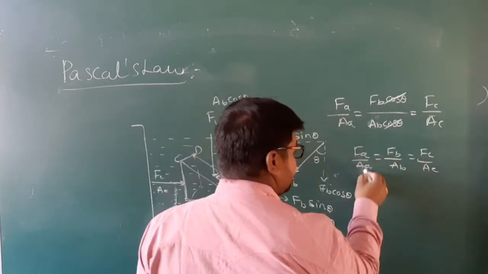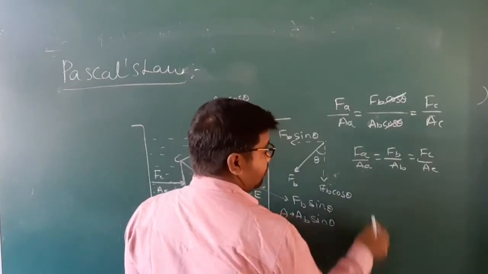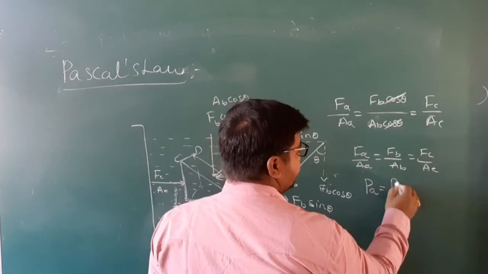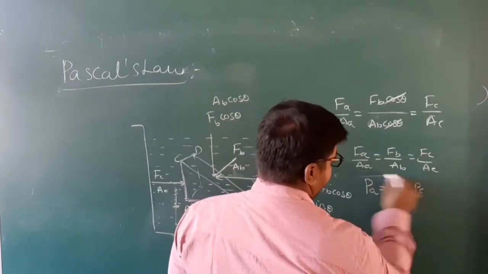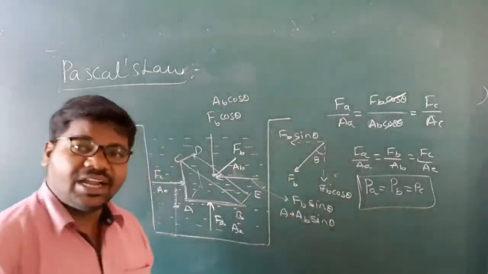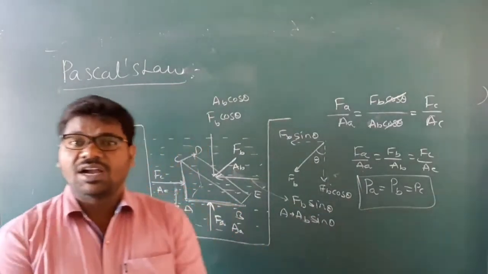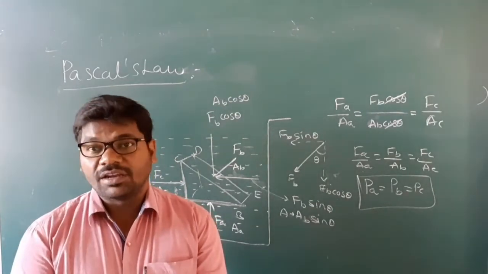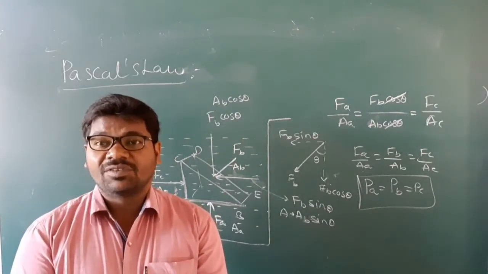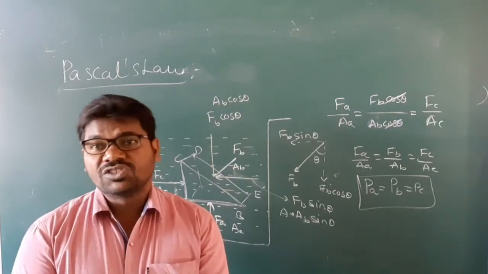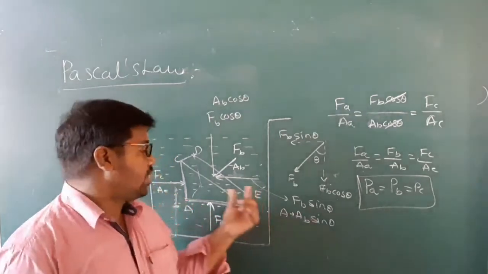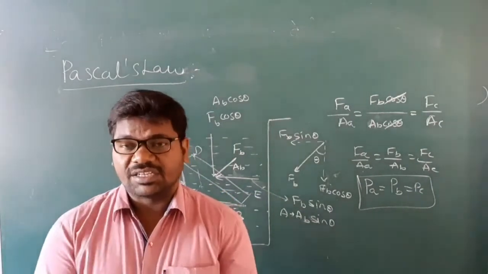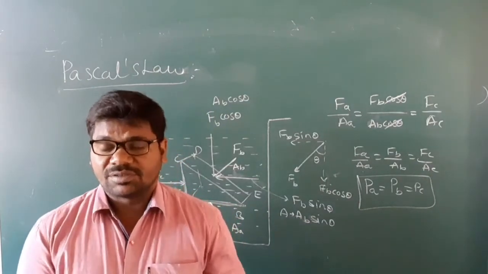Force per area. Force acting per unit area is called pressure. Pressure at A is equal to pressure at B is equal to pressure at C. According to this, what, my children? Pressure acting in a static fluid is the same at all points which are at the same height. So at this point, pressure acting due to the fluid is the same. Understand, my children? Yes, remember it.